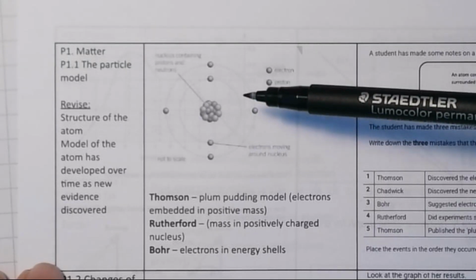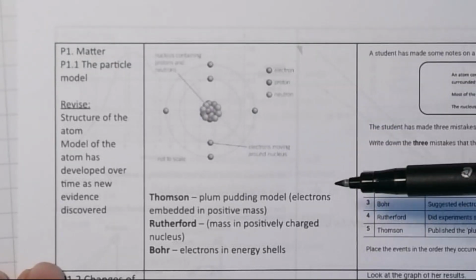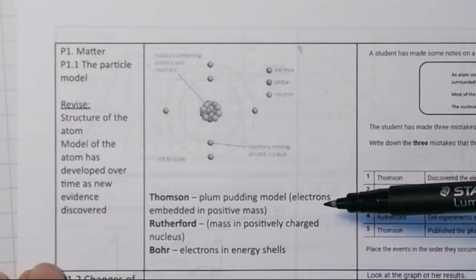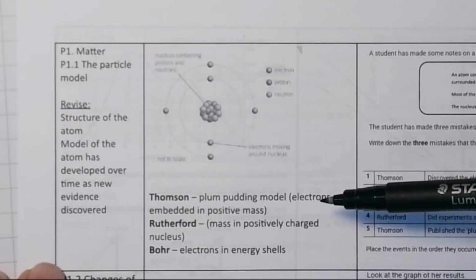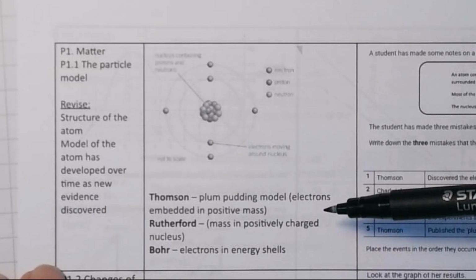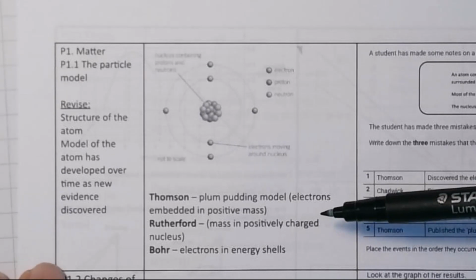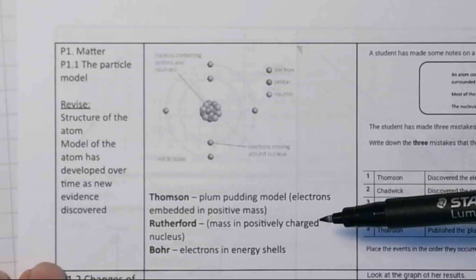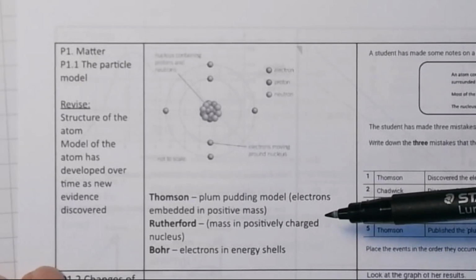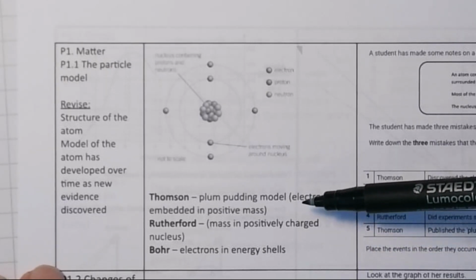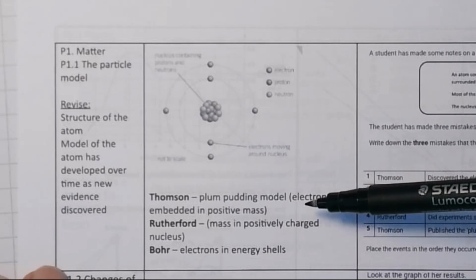Okay, something you need to be aware of is how our understanding of the atom, our model of the atom, has developed over time. Well, we started off with Dalton's idea that we've got these little spheres. Chadwick discovered the neutron. Thomson is a key one that they want you to know about, the plum pudding model. Plum pudding, what's that? Think of a Christmas pudding. Okay, if you're not sure what that is, think of a blueberry muffin.